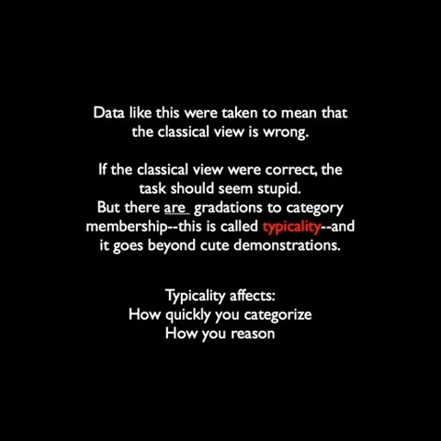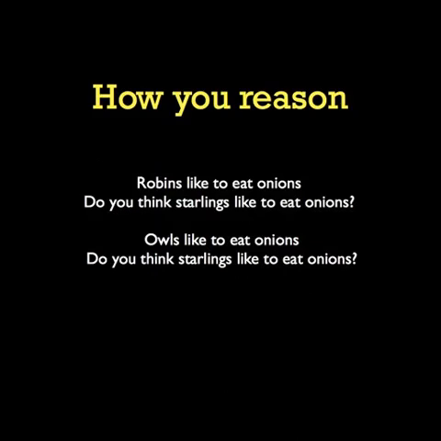So for example, if you know that robins like to eat onions, this is weird things that robins do. They like to eat fruit and berries, and onions if they can get them. So do you think starlings like to eat onions? If you know this about robins, how likely are starlings to like the same things that robins like? What do you think? Versus if you know that owls like to eat onions, and then you ask, do you think starlings like to eat onions?